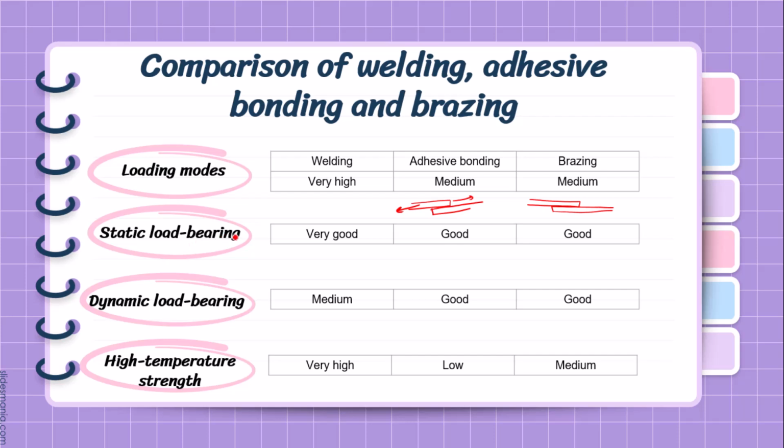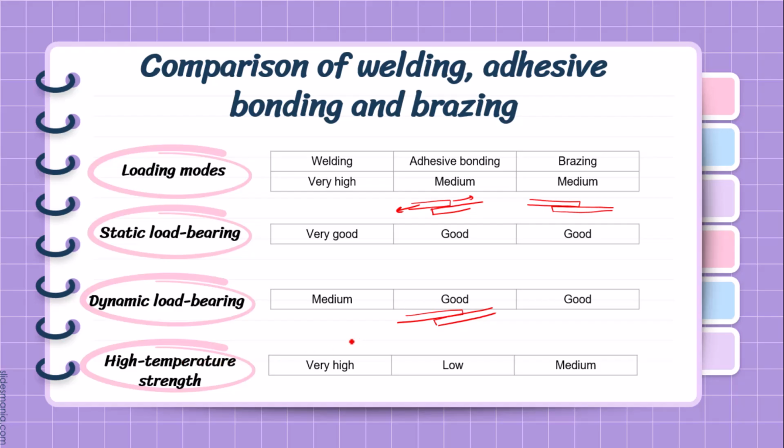Regarding the static load bearing capacity, for welding it's very good, and for adhesive bonding and brazing, in comparison with welding, it's good. For dynamic load bearing, in contrast to static load bearing, the performance of the welded joints is medium with respect to adhesive bonding and brazing, which perform better than welded joints. It is because the loads that can be applied on the interface of the adhesive bonded joints and also on the brazed joints are more spread than in welded joints.